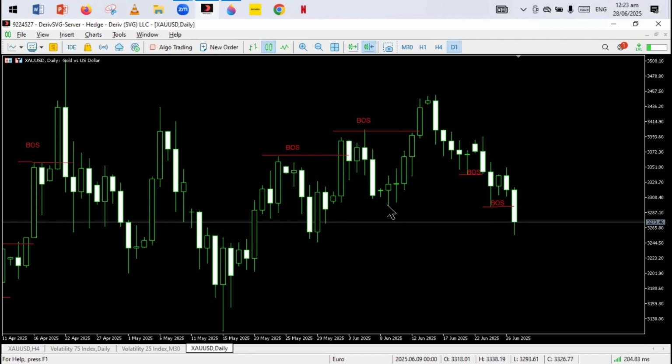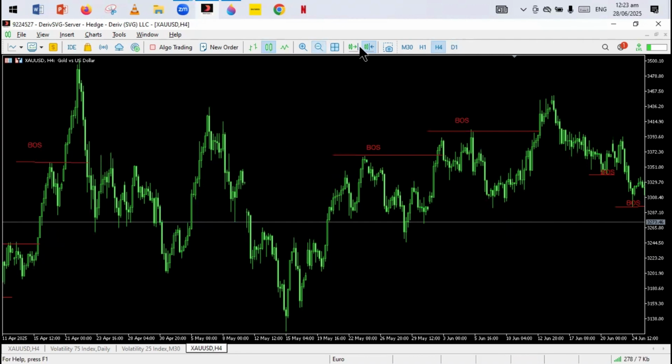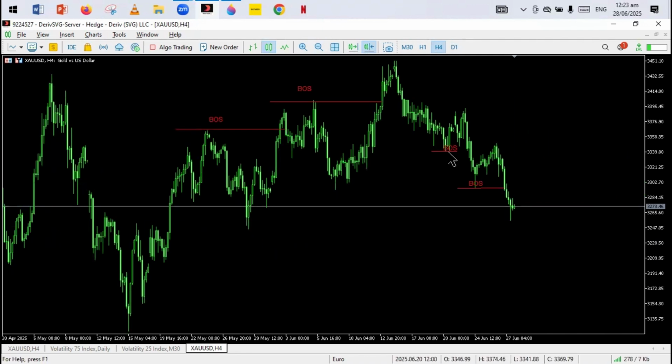Like that. And then you can go to the 4-hour, and then you can see the break of structures, break of structure to the downside, because this low has been broken, lower low, lower high. The low has been broken. That means we are now trending downwards.